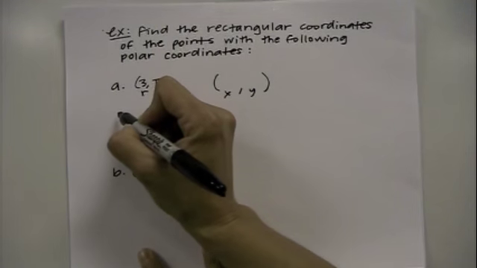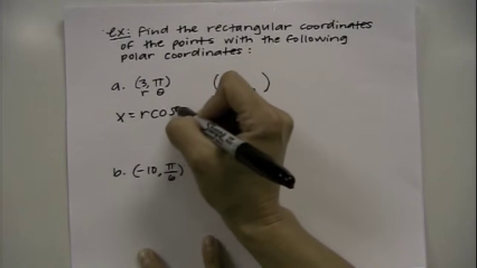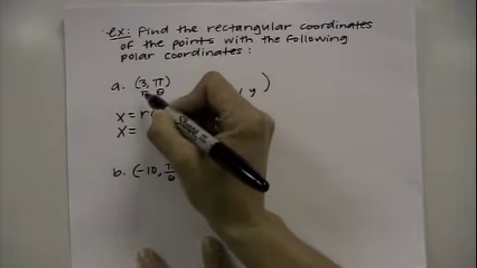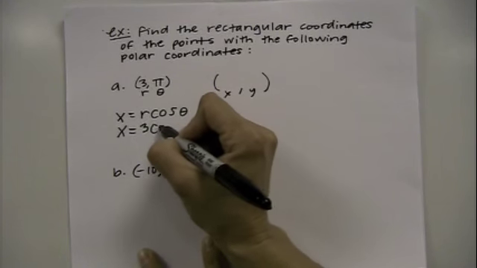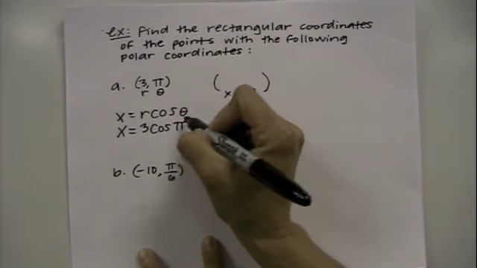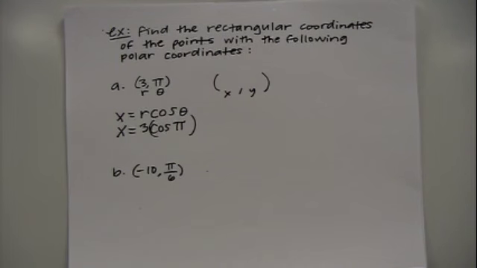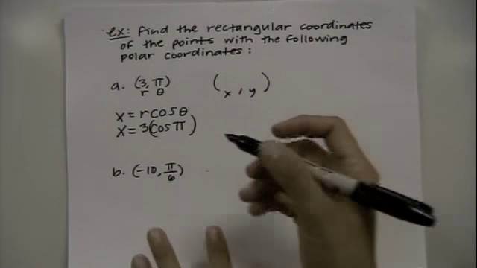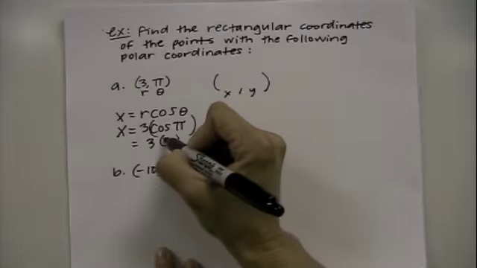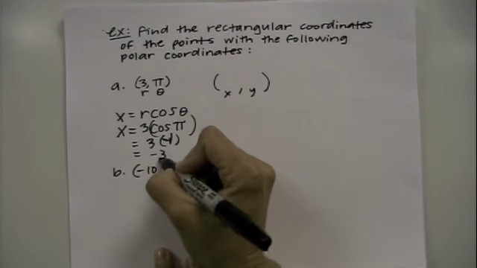So your first equation is x equals, again, r cosine theta. I'm going to take x, plug in r as 3, and for cosine of theta, I'm going to plug in pi for theta. If I find cosine of pi, it's going to be -1. And so therefore x equals -3.